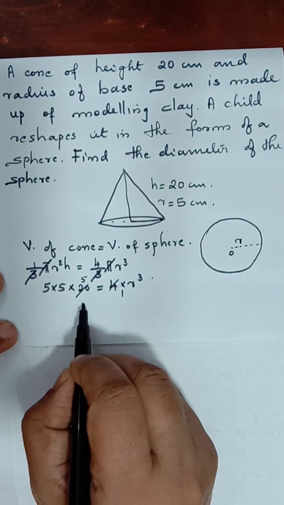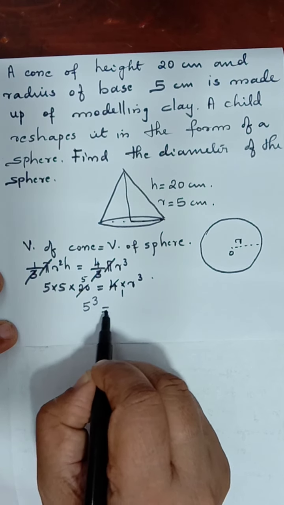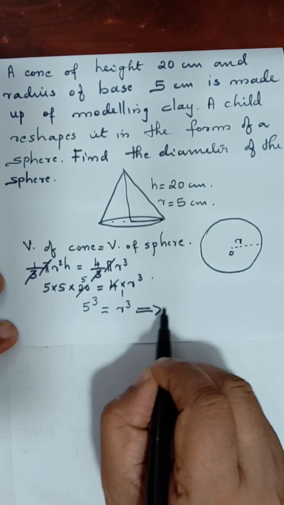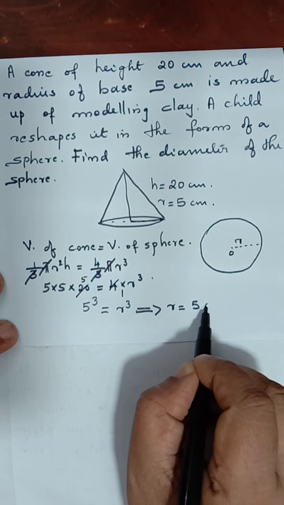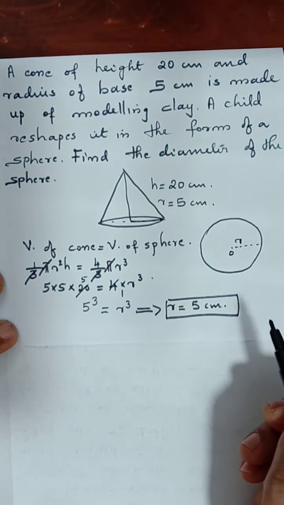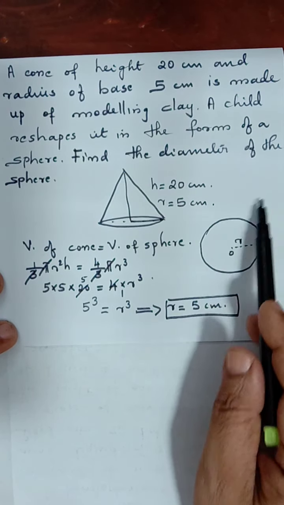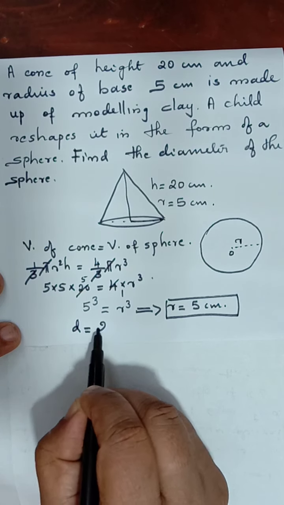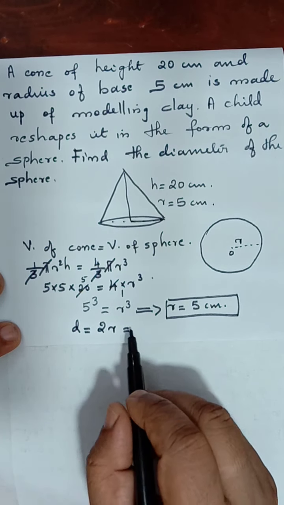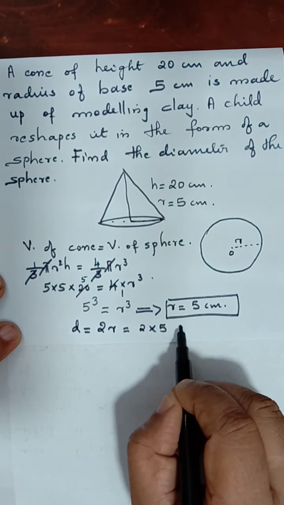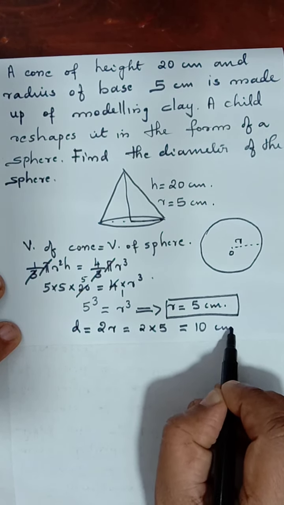So it's very clear here. 5 cube is equal to r cube. This implies r is equal to 5 centimeter. But in our question they have asked us to find out diameter of the sphere. So 2 times r is called diameter. D is equal to 2r. Therefore 5 into 2 or 2 into 5, that's equal to 10 centimeter.